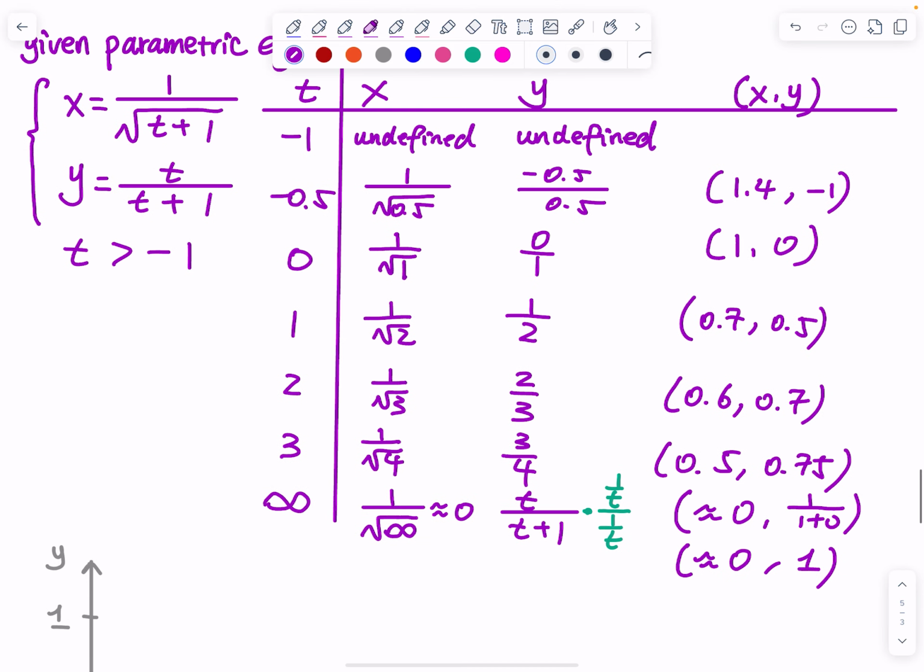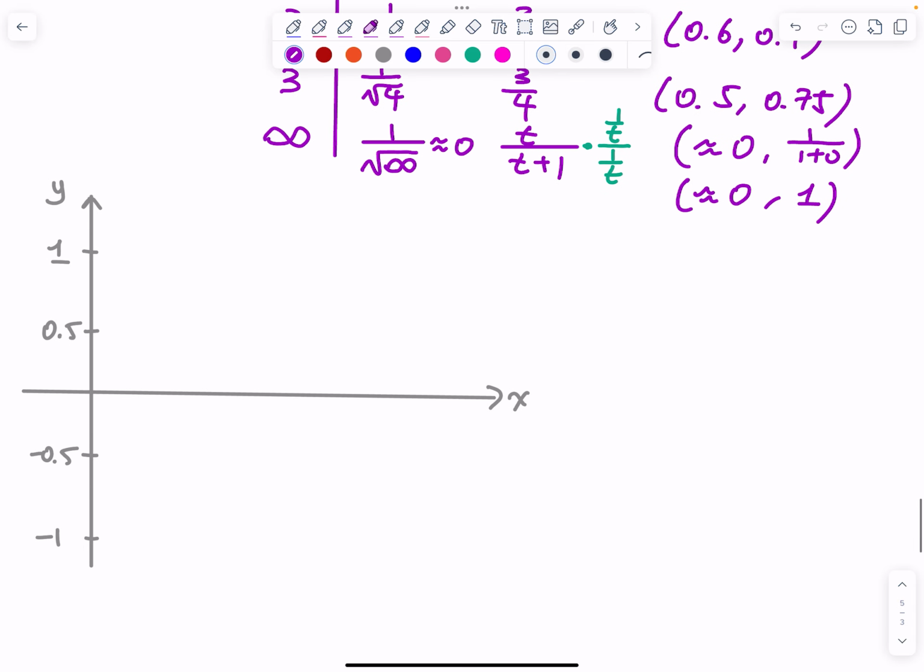The first one is negative 1.4 comma negative 1. Okay, I also need something on the x-axis. I have 0, 0.5, 1, 1.5, and then 2. Okay, 1.4 comma negative 1, right? You read your table. That is right here. And then what else do we have? The next point is 1 comma 0.